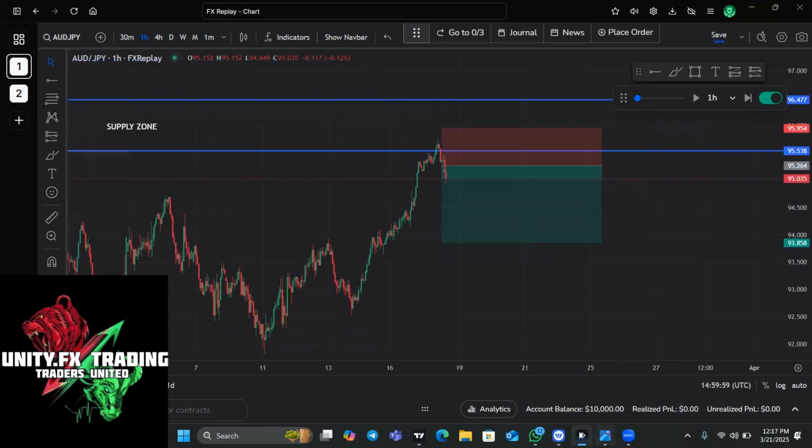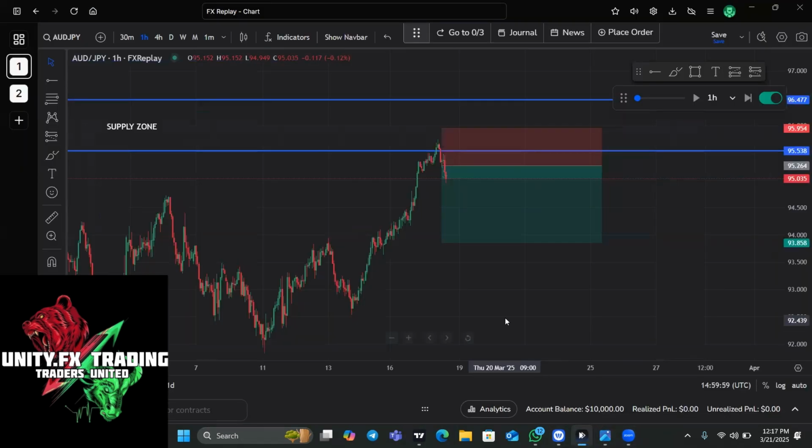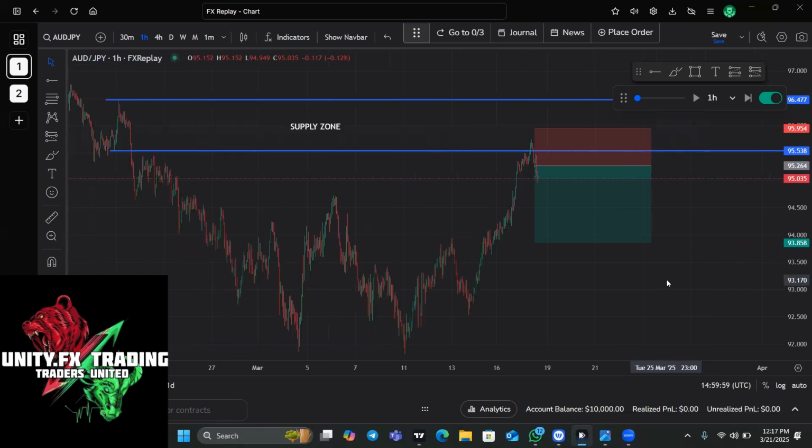I just wanted to make sure that the stop losses and everything are the same. Let me just go back to my picture there. Stop loss is 95,954. Entry level is 95,264, and the take profit was 93,868. So yeah, guys, more or less the same. Okay, I think we are done now.